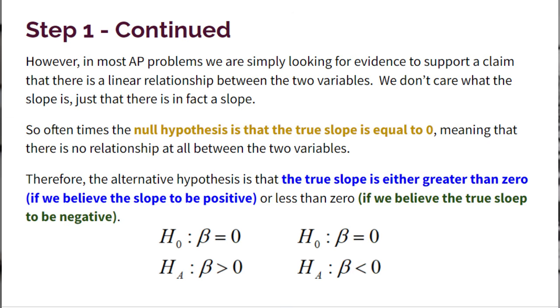Now, we don't have to use a 0 here, right? It could be an actual value that you read from the problem. But again, oftentimes we're just analyzing, is there even a relationship between these variables? And if we're just trying to figure out if there's a relationship or not, that simply means that there is a non-zero slope. Something greater than 0, positive relationship, less than 0, negative relationship.